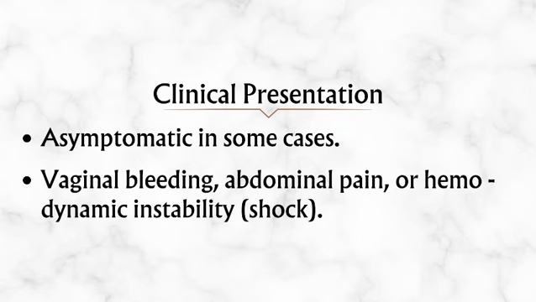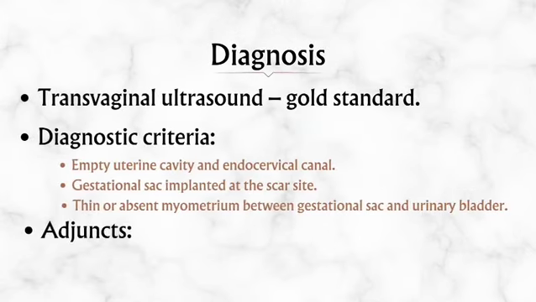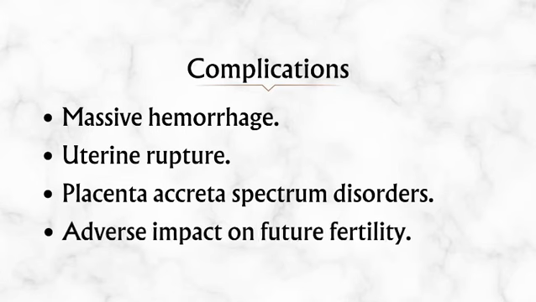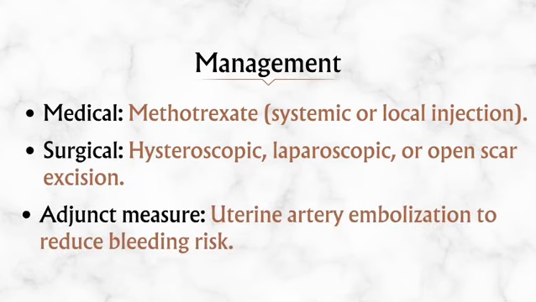Caesarean scar pregnancy may be asymptomatic in some cases and may present with shock. Transvaginal ultrasound is the gold standard in diagnosis. Complications include massive hemorrhage, uterine rupture and placenta accreta spectrum disorders. Management can be medical or surgical depending on the grade of caesarean scar pregnancy.